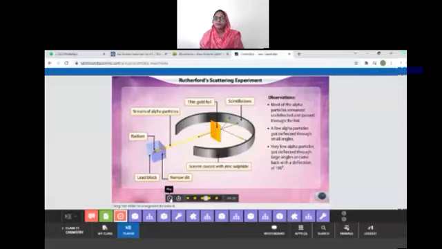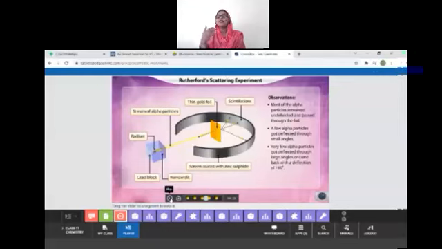What is the second observation? Some alpha particles were deflected by small angles. Good. What is the third observation? A very few alpha particles bounced back, that is, they were deflected by 180 degrees.